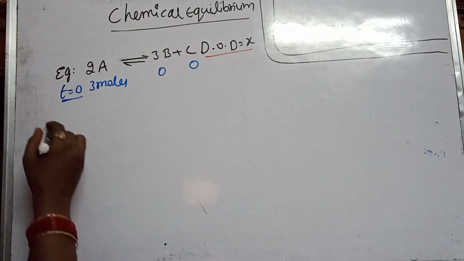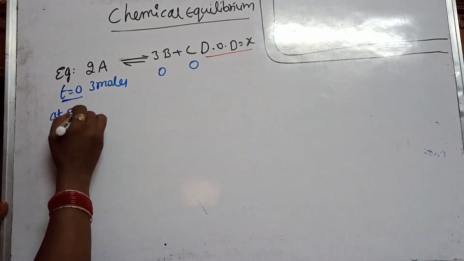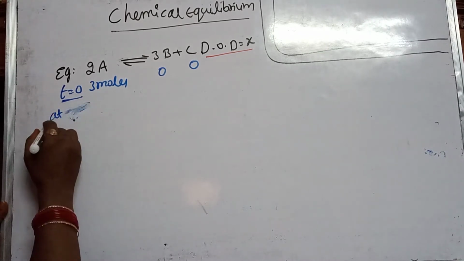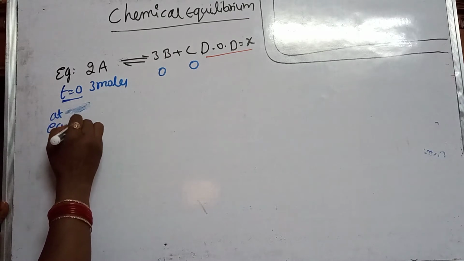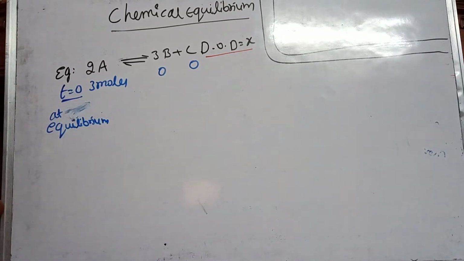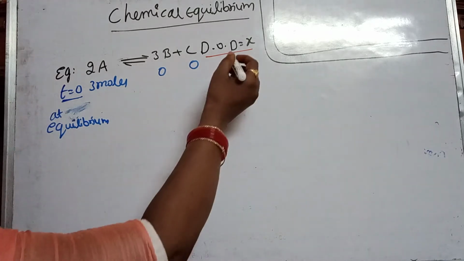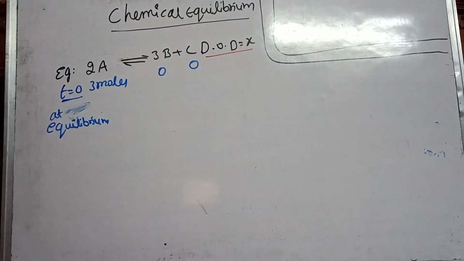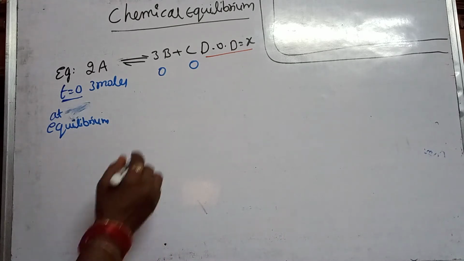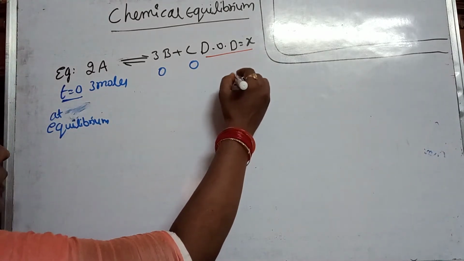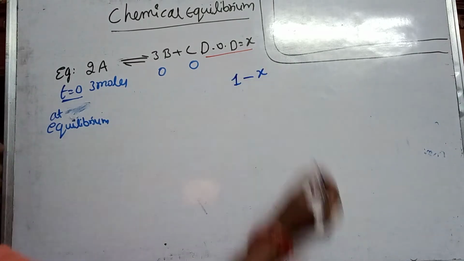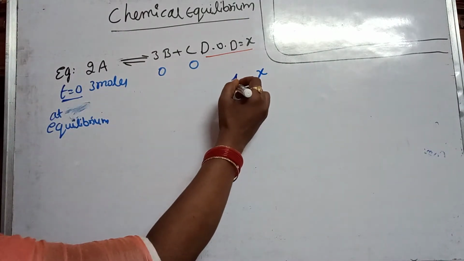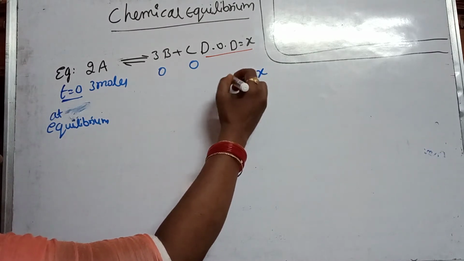Then at equilibrium, we have to calculate the number of moles. How? See here, generally degree of dissociation is X. Degree of dissociation means the number of moles dissociated out of the number of moles initially taken. So you have to remember a small trick here: 1 mole of initial compound.